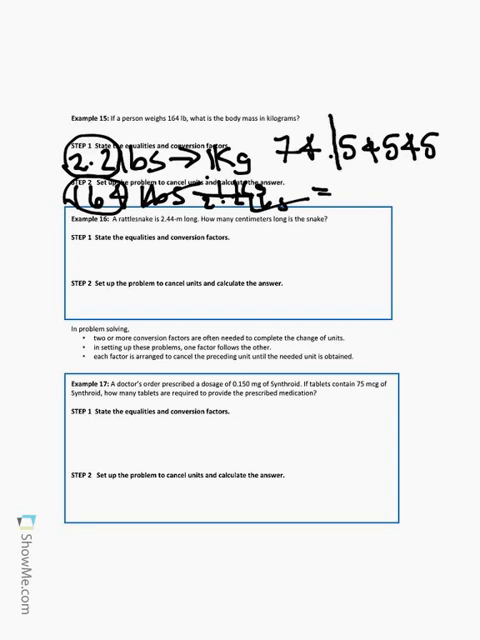There is our dividing line. The number after it is a 5. So our final answer, when rounded correctly, is 75 kilograms.